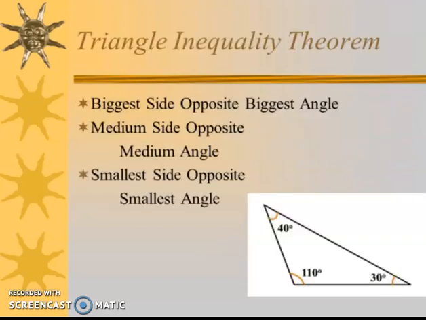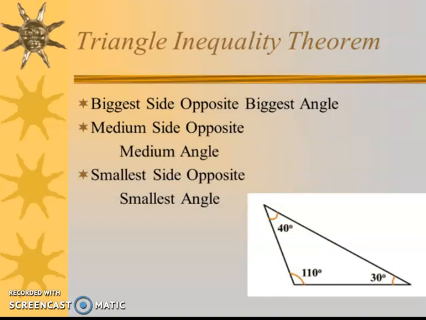Now, when it comes to ordering the sides, the thing you need to keep in mind, the biggest side is always going to be opposite the biggest angle. The smallest side is going to be opposite the smallest angle. And the medium side is going to be opposite the medium angle. So it logically makes sense.